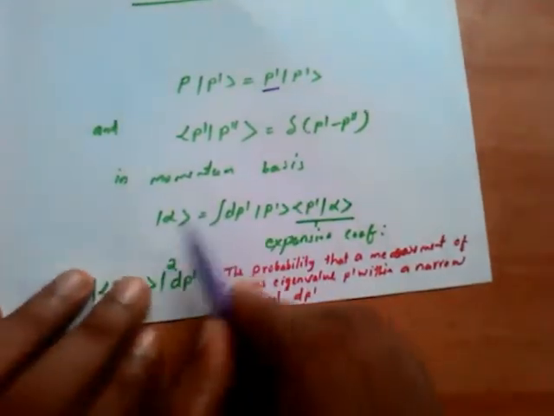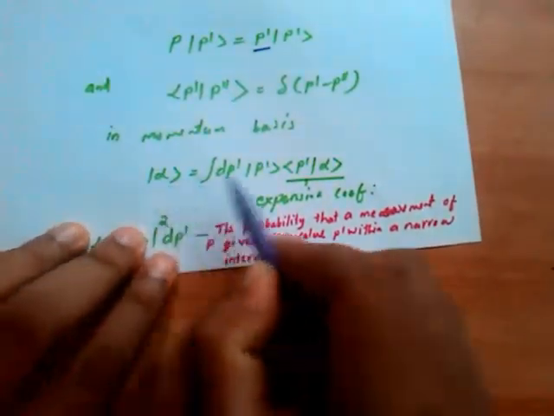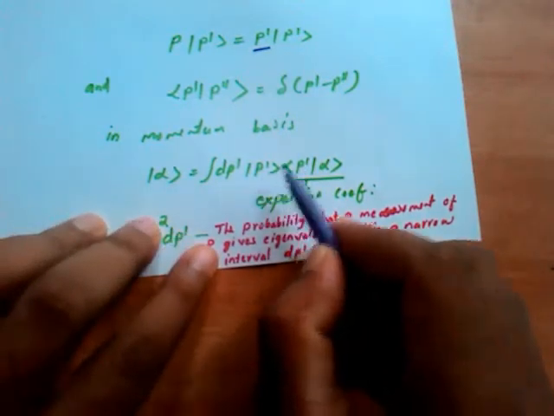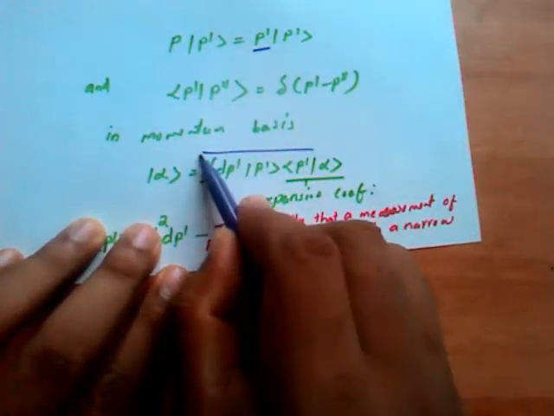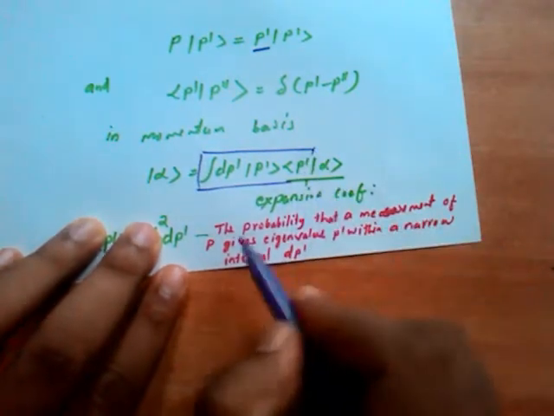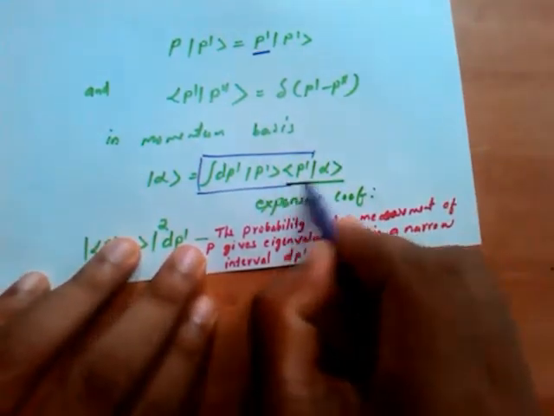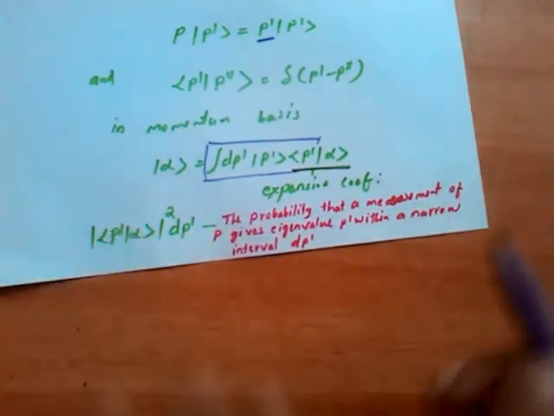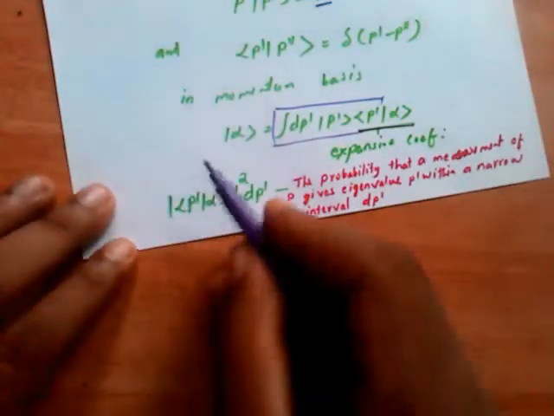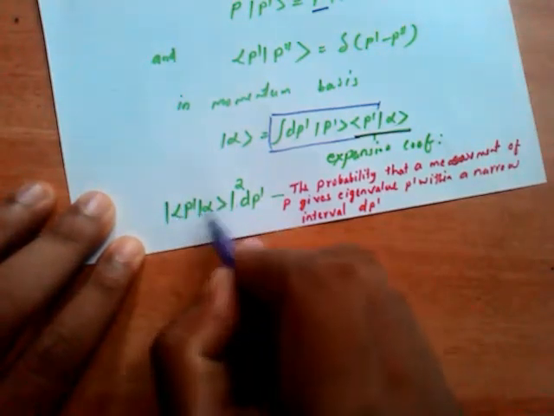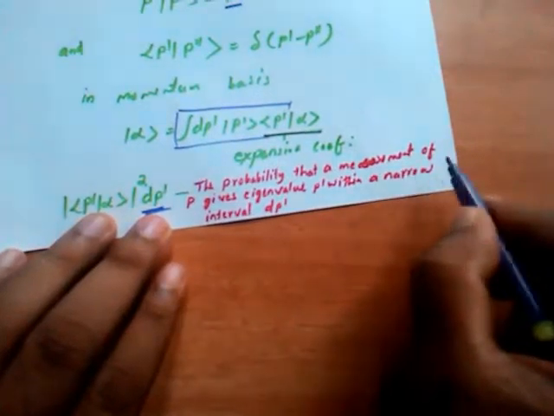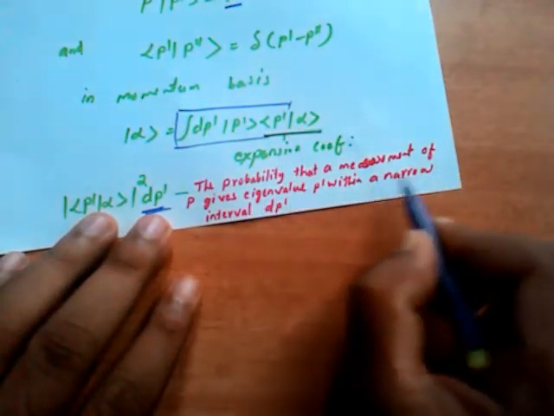In momentum basis, we can represent a state ket alpha as integral dp dash, outer product of p dash, inner product of p dash alpha. This term is equal to 1 by the completeness equation, and p dash alpha is the expansion coefficient. The square of the mod of the expansion coefficient in a small region dp dash is the probability that a measurement of p gives eigenvalue p dash within a narrow interval dp dash.